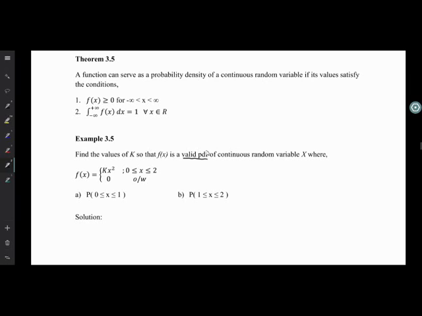Okay, let's look at an example. Now look at how this f(x) is written. You see the function f(x). The value of f(x) when x is from 0 to 2 will be k times x squared, and in all the other places it is 0. So this is called the support of our random variable X. OW is a short form for otherwise. Whenever you see OW, or sometimes we use O/W, that is for otherwise.